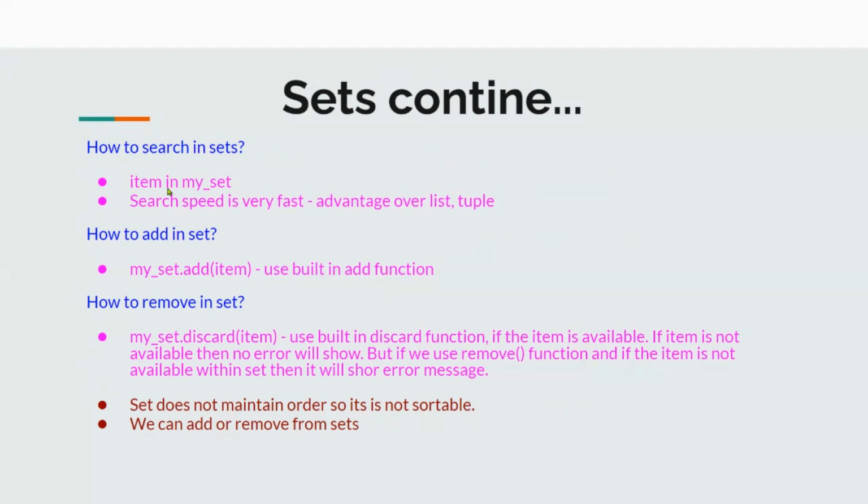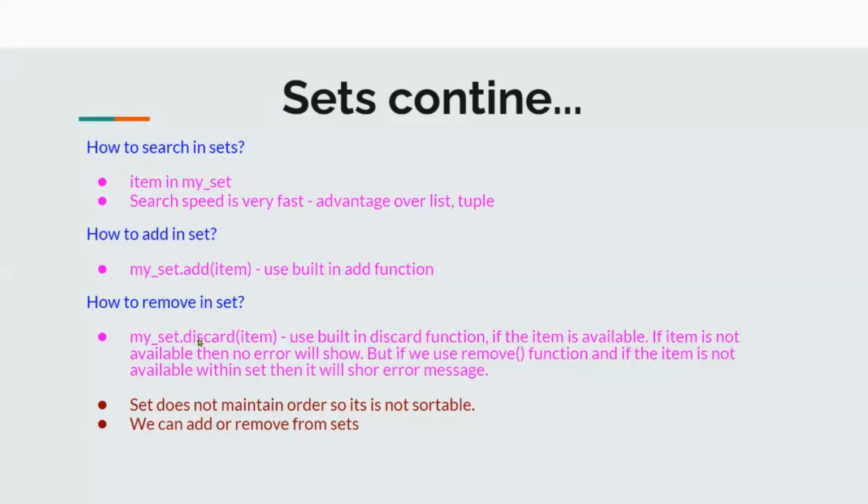And how to search items: this is how, name of the item, then in my_set. It will return true or false, and the search feature, as I said earlier, is very fast. That is an advantage over list and tuple. And how to add items to a set: the built-in function my_set.add. You put the variable name of the set and the name of the item. This is the built-in function.